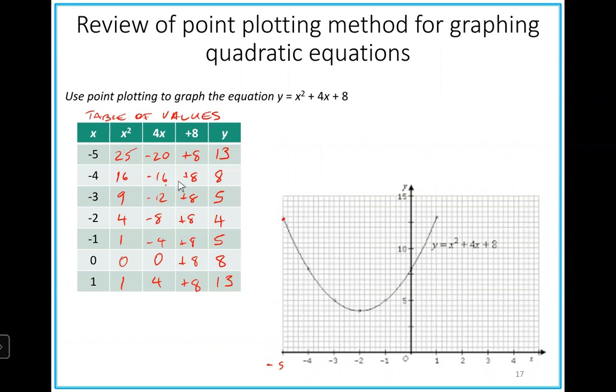And the next point was -4, 8. So -4, and then you go up, and this is where 8 should be. And then the next one is -3, 5. I think I could see the dot here where that is. And the next one was -2, 4, right here. Then -1, 5 is here. Then 0, 8.